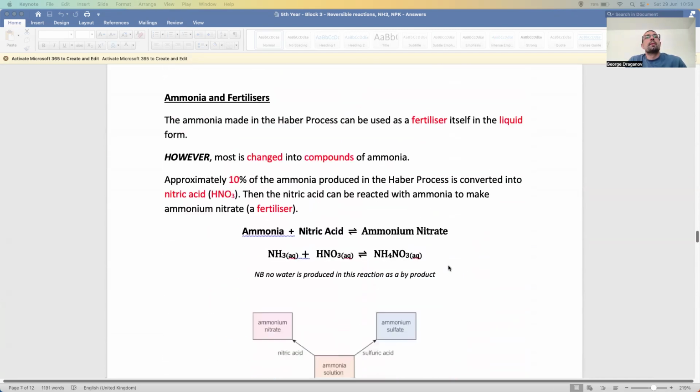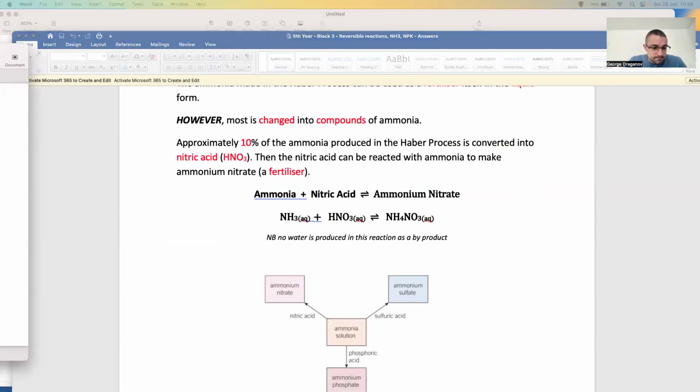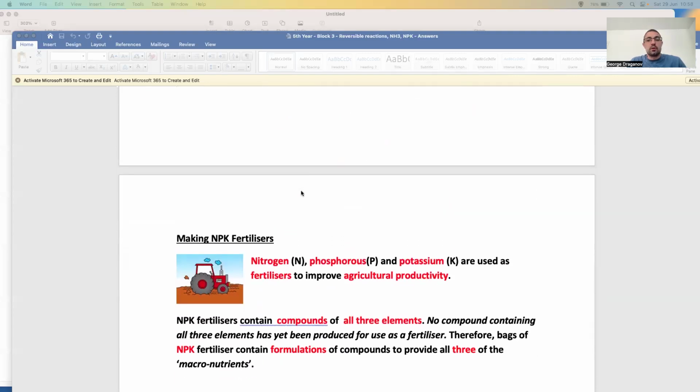So I should have them written out. One second. We should have some equations here. No? Okay, we can write a few equations actually out just for practice right now. So we can have NH3, the other two possibilities, plus H2SO4. And we can have NH3 plus H3PO4.